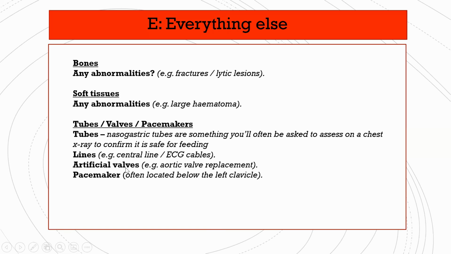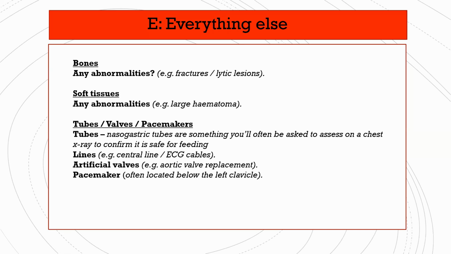Artificial valves are something that you can really see very well in X-ray, especially artificial valves, not replacement with other mammal tissue. Something else that you can see is a nasogastric tube. When they feed patients on the ward with a little tube going down their nose into their stomach, they always ask for a chest X-ray to confirm that it is safe for feeding.